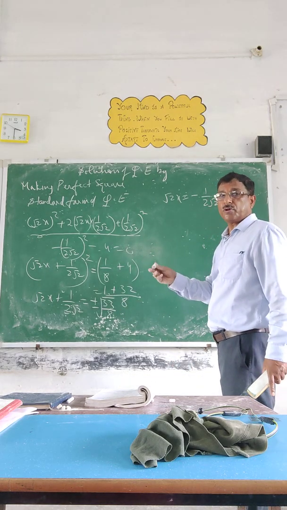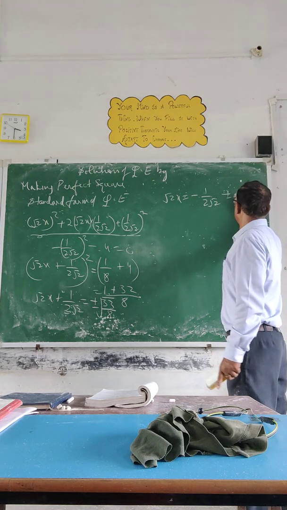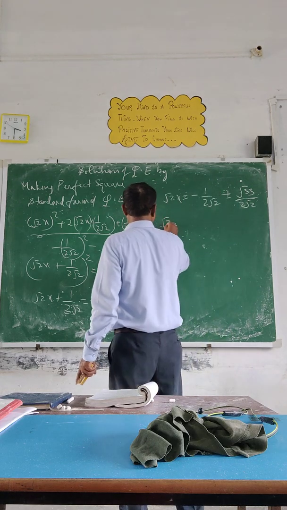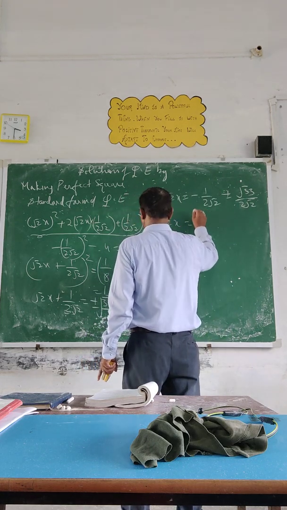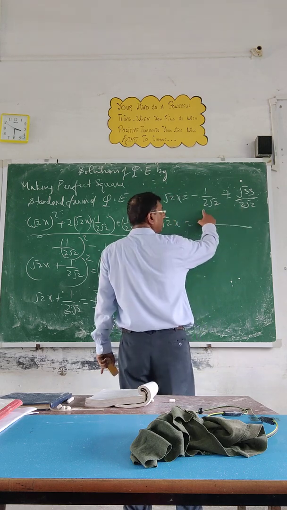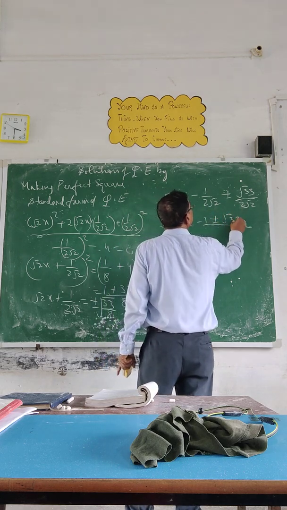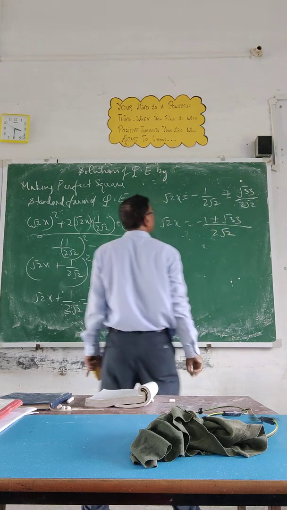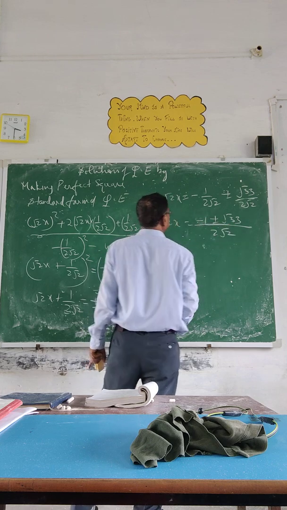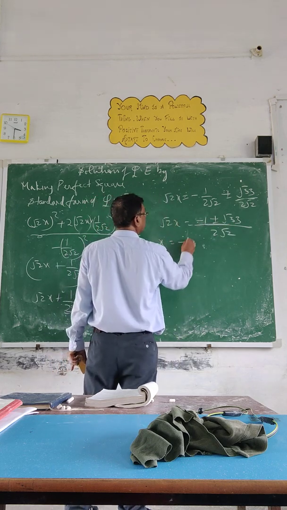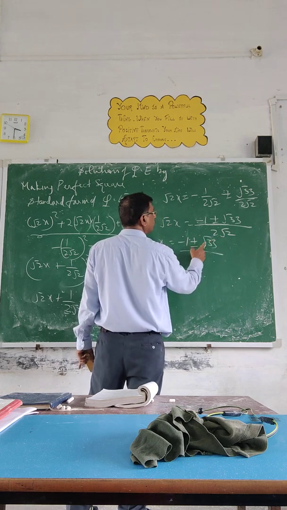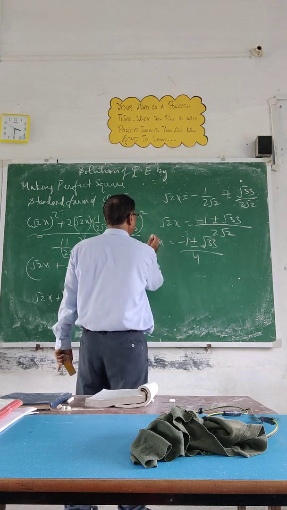The square root of 8 is what? 2 into 2 into 2. Two to pair, take 1 out. So you get 2 root 2. Now take the LCM. Root 2x is equal to what? Both denominators are the same, so you can write directly, and the denominator is 2 root 2. Okay. Now shift this one, x equal to what? Minus 1 plus minus under root 33 upon root 2 into root 2, 2 into 2, 4.